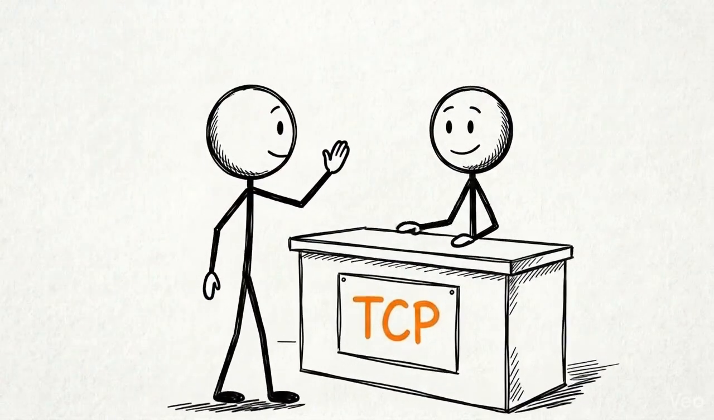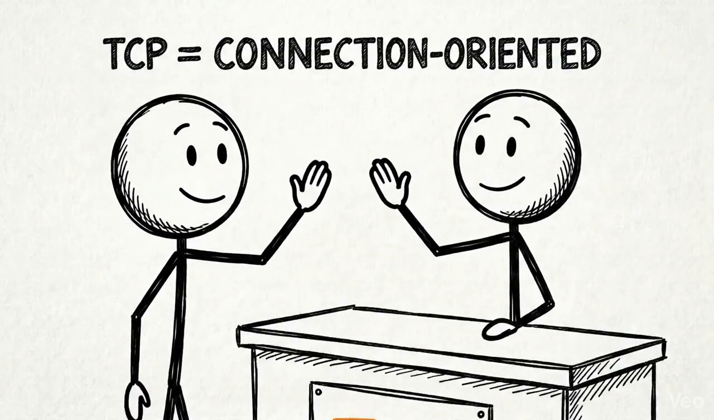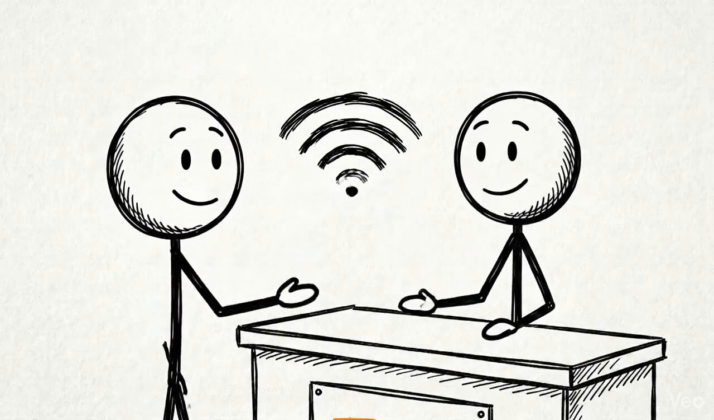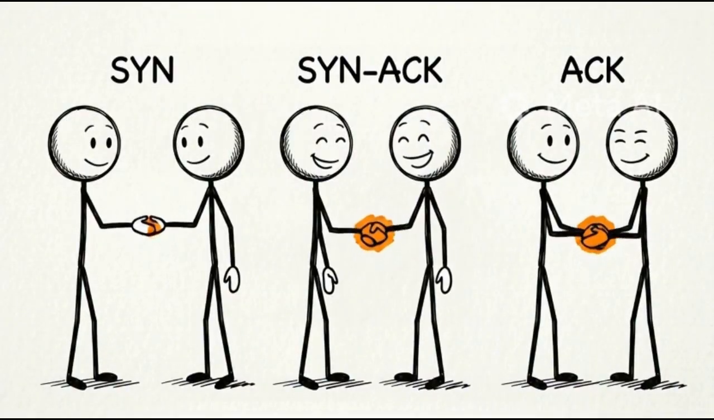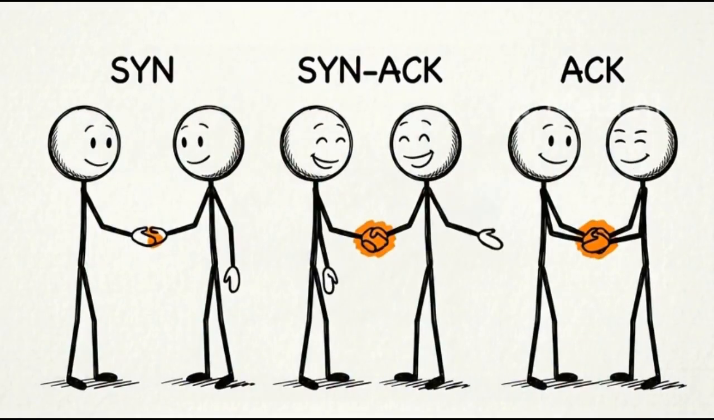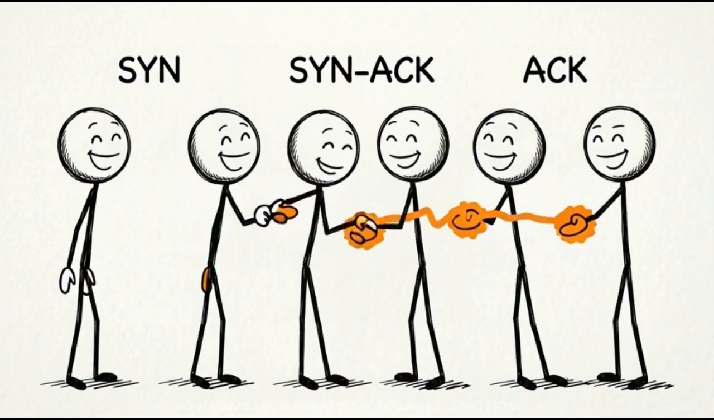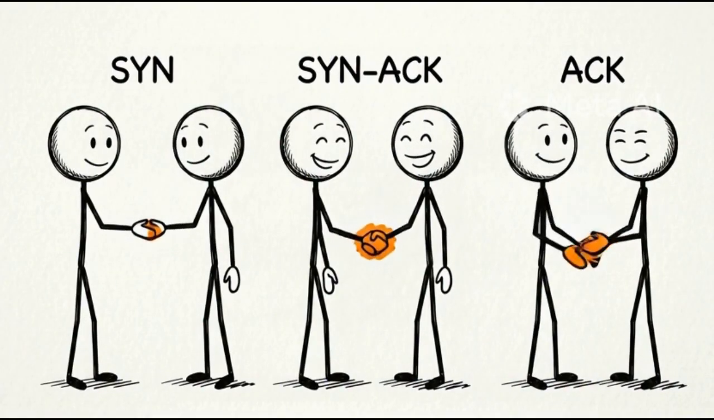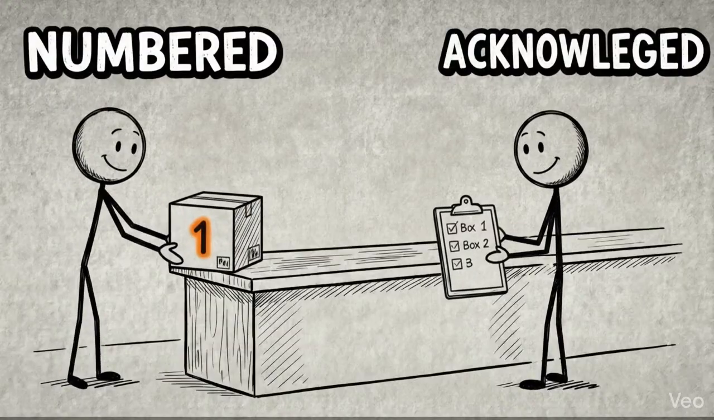Start with TCP, Transmission Control Protocol. TCP is connection oriented, which means before it sends a single byte of your data, it sets up a session using the famous 3-way handshake. Device 1 sends a SYN. Device 2 replies SYNACK. Device 1 answers ACK. Connection established. Now both sides agree to talk.